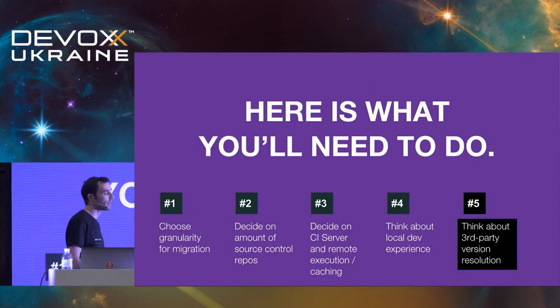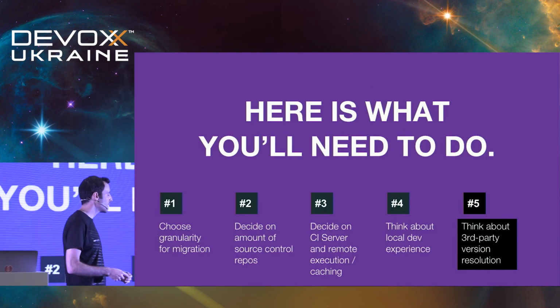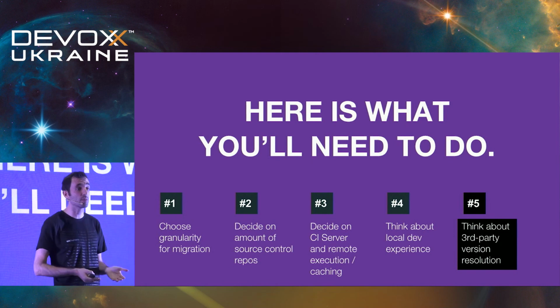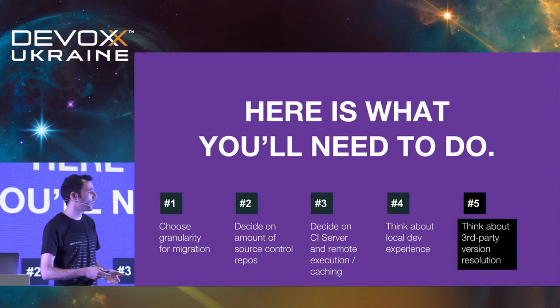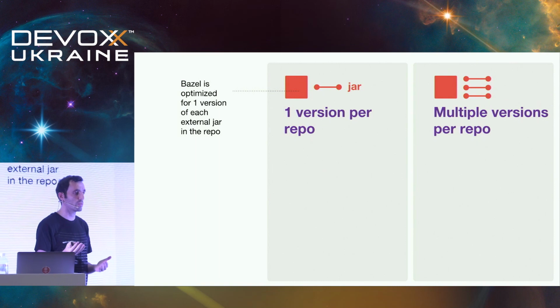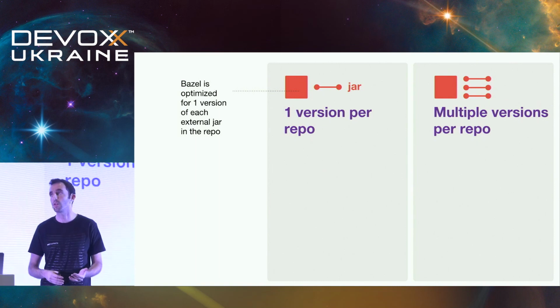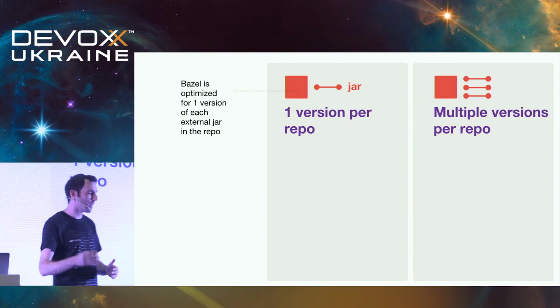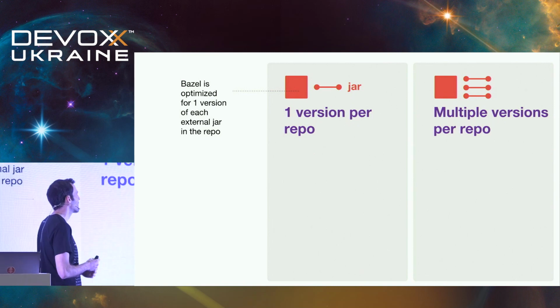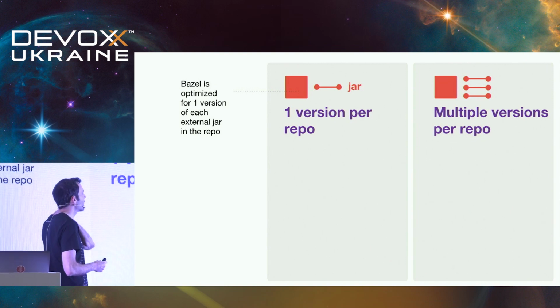Okay, the fifth thing that you need to think about is your third-party dependency resolution. So here, in the JVM, you always depend on something external. It could be Guava, Jackson, many other kinds of libraries. It's a very rich environment.